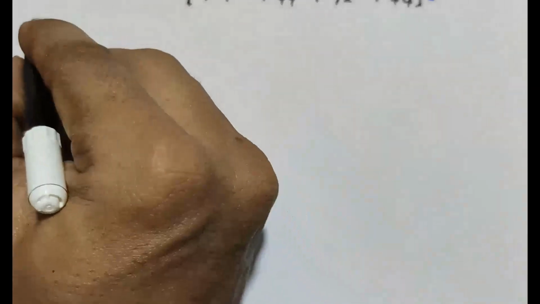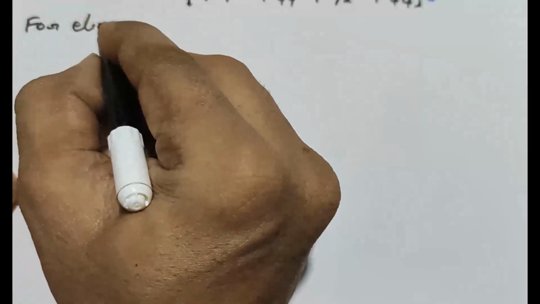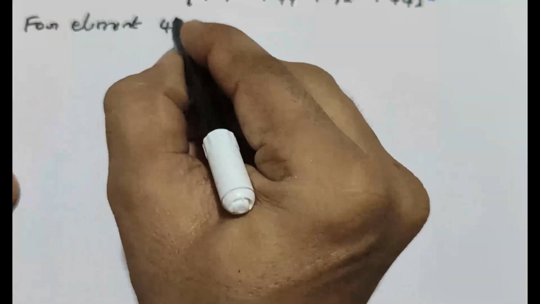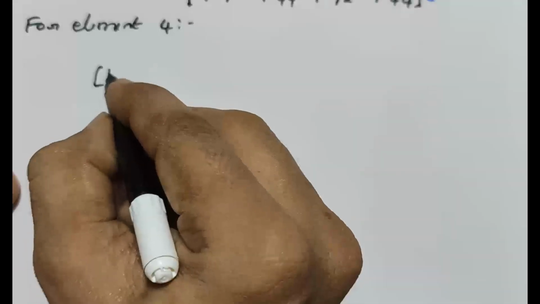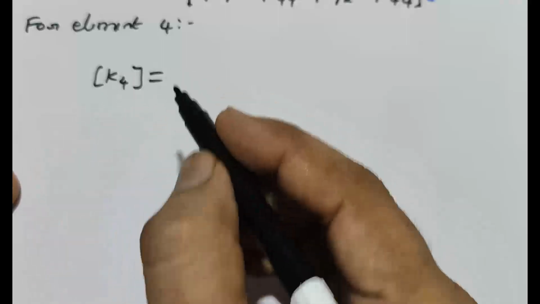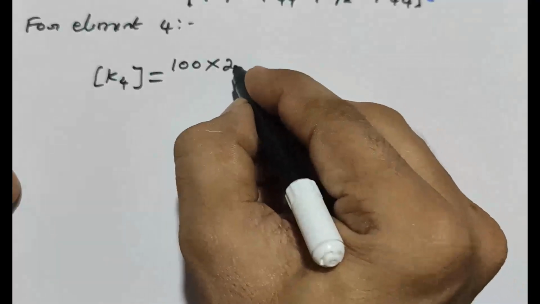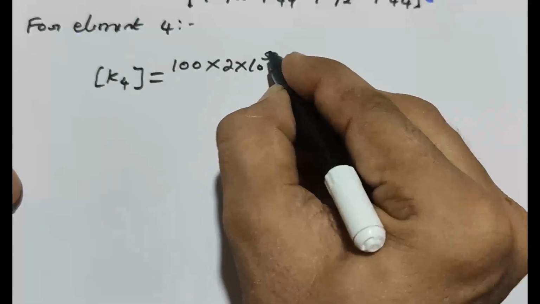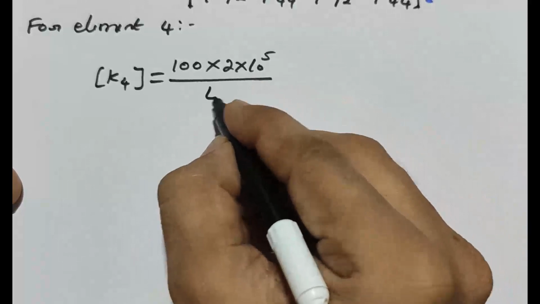Next, for element 4, the stiffness matrix will be K4 is equal to area, again 100, into E, 2 into 10 power 5, and the length will be 40.